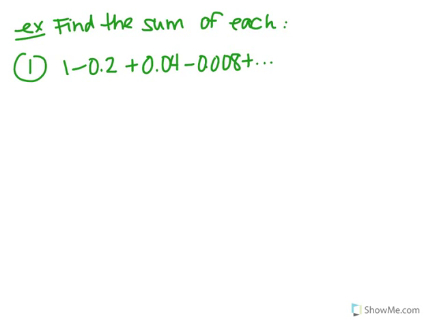So now here's a series, and you're asked to find the sum. What you're going to have to do is find the common ratio. What are you doing to get from one term to the next? It looks like we're multiplying by a negative 0.2. If I multiply this by a negative 0.2, I end up getting positive 0.04, and so on. So r is equal to negative 0.2.